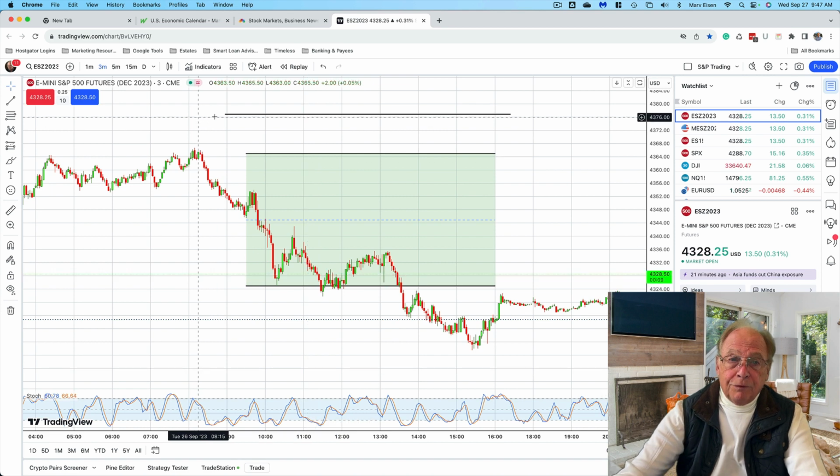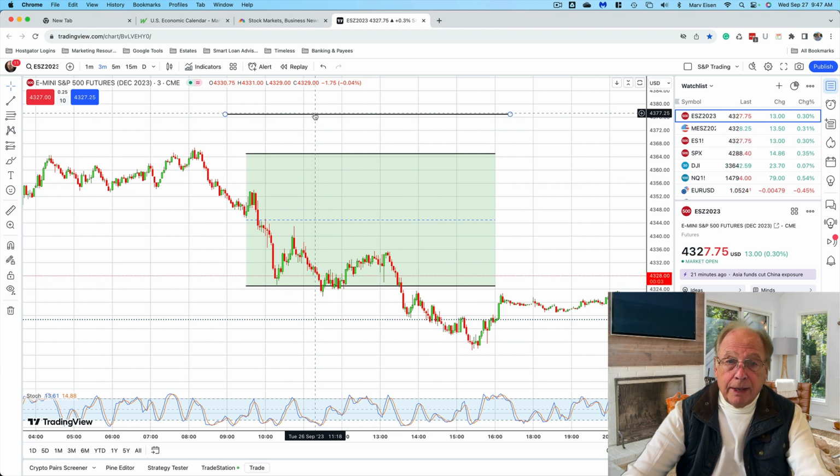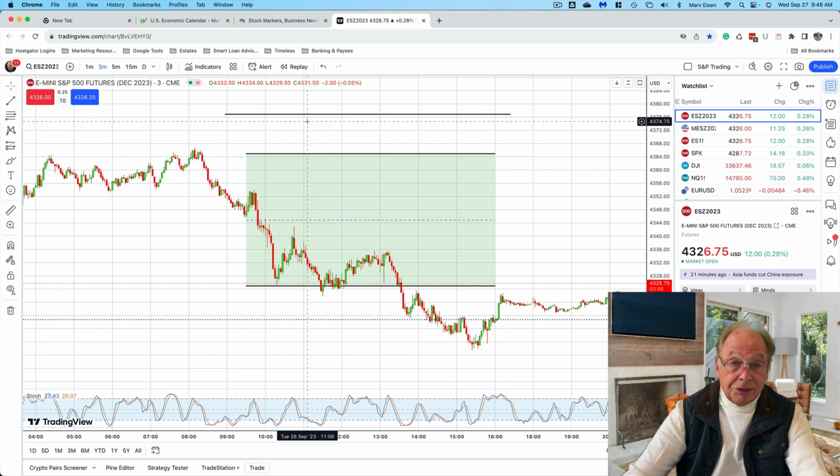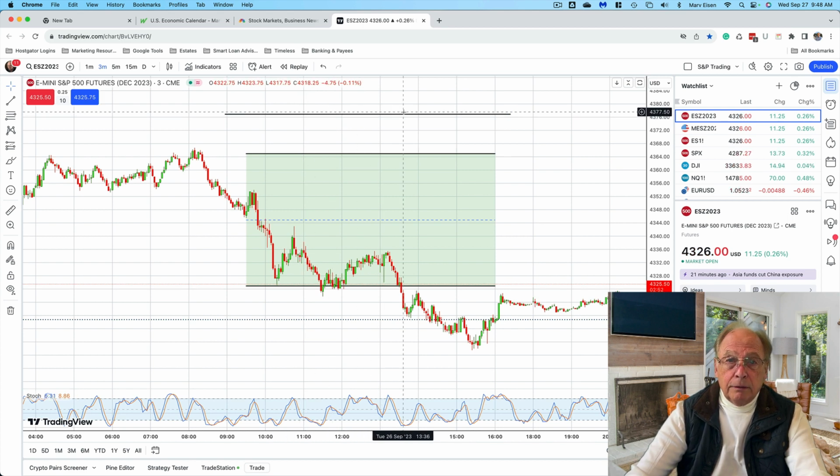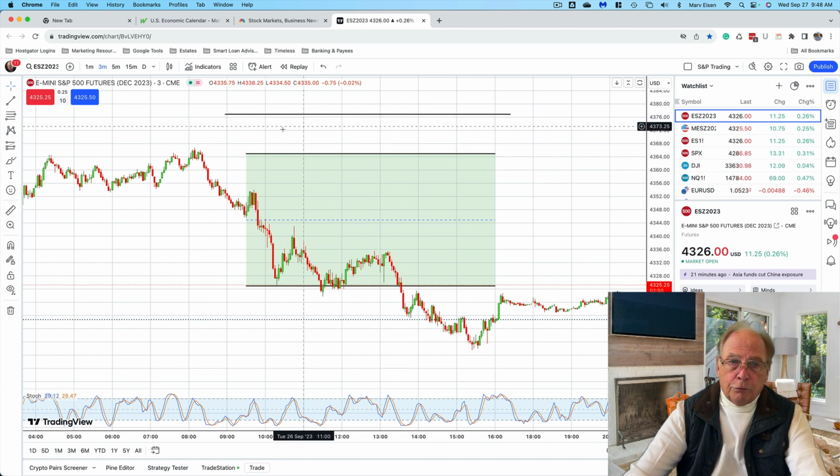I use the previous day's close, which you see here. I always put a horizontal line on my chart to represent where prices closed the previous day. This is a 3-minute chart of the S&P E-mini on September 26th. So the first thing I do is I put a horizontal line to denote the previous day's close.